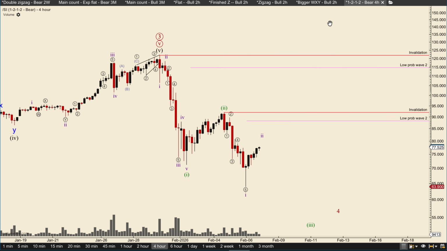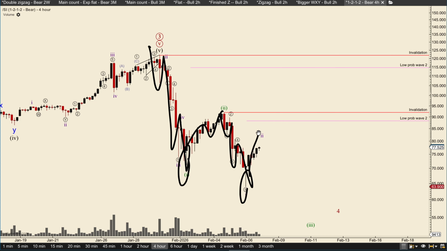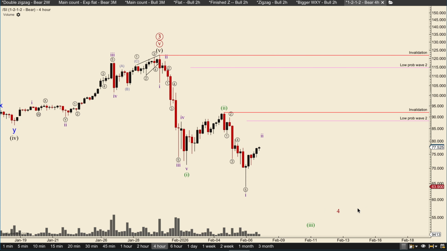So the only bearish scenario that we have right now is this: 1, 2, 1, 2. So 1, 2, 3, 4, 5 in a wave 1, 2, 1, 2, 3, 4, 5 in a wave 1, 2, and then 3, 4, 4, 5, and so on, looking for way lower prices.